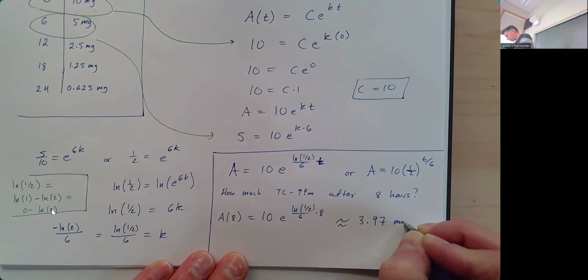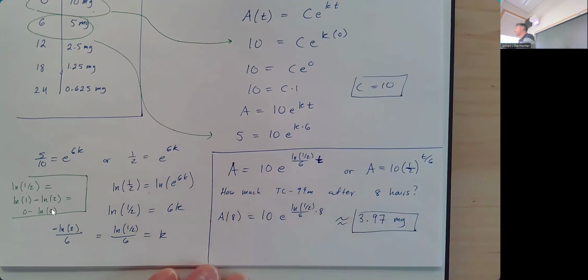Using a calculator, this is going to be approximately 3.97. So definitely, as expected, our answer is between 2.5 milligrams and 5 milligrams. But now we have a better idea that, okay, after 8 hours, it's pretty close to 4 milligrams still left in the body.